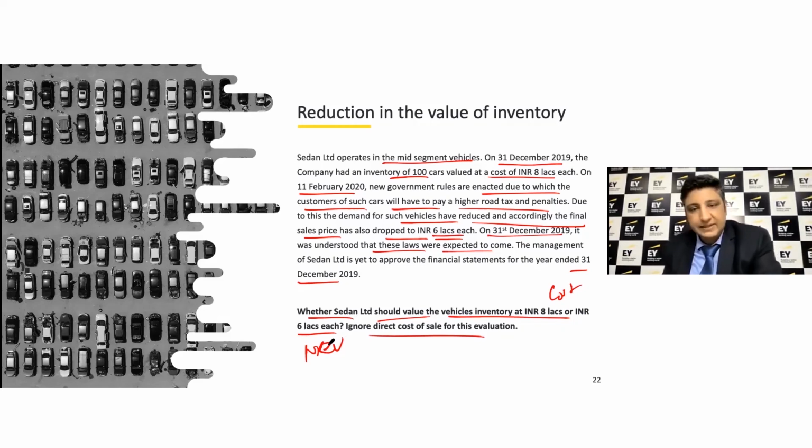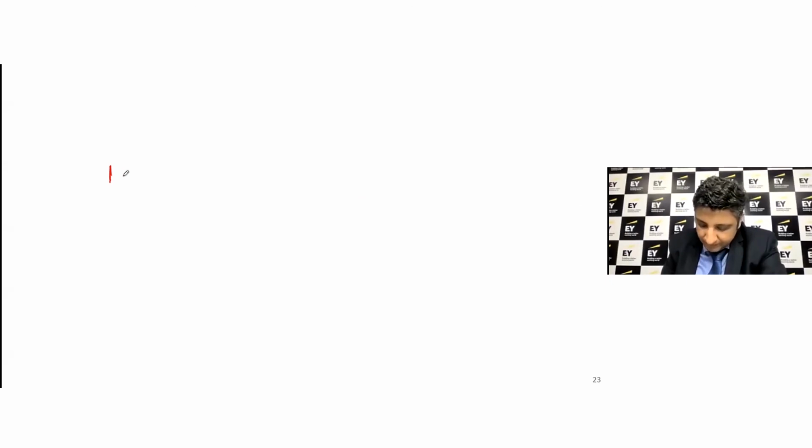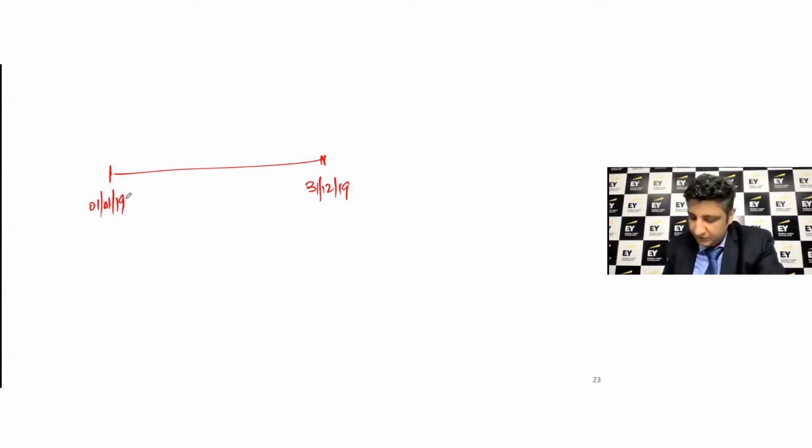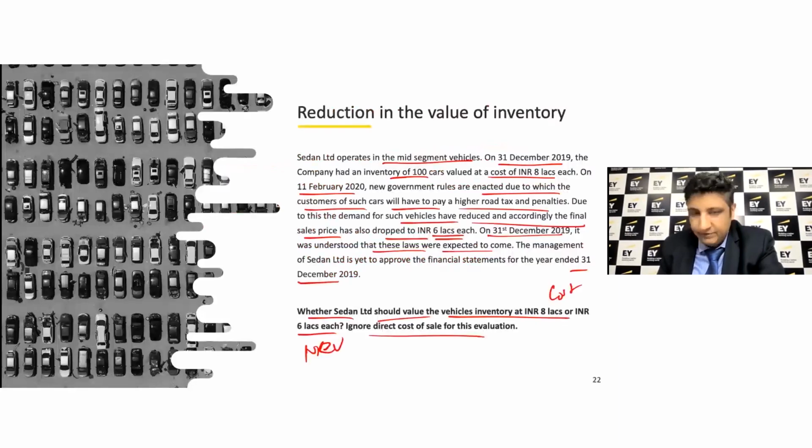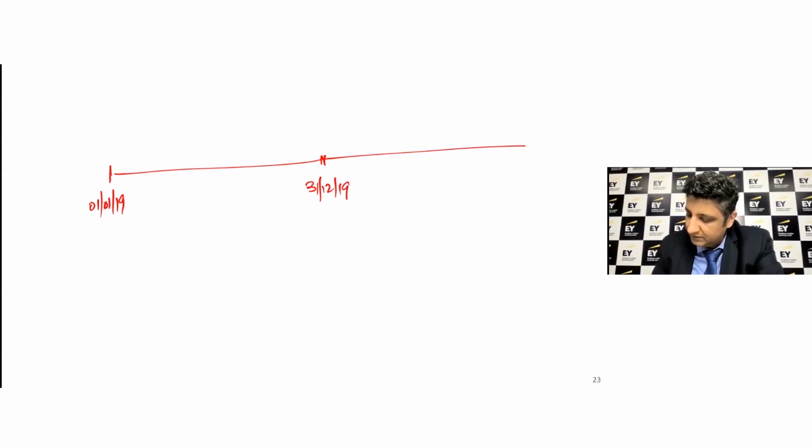Now, again, we bring that timeline. We're talking about, let's say, the year ended 31st of December 19, which probably started 1st of January. And we don't have, by the way, the date of approval given. So the date of authorization is not known. It's open as yet.